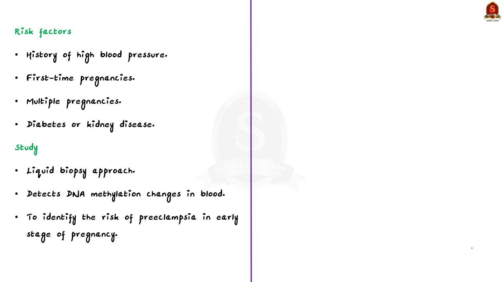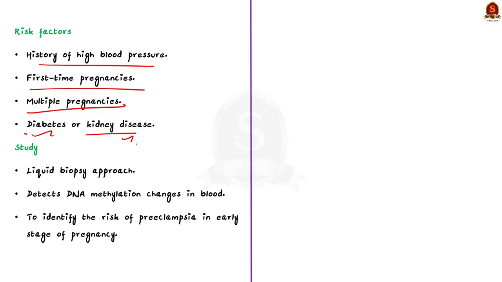Pre-eclampsia, as we all know, is a pregnancy-specific disorder. But some people have higher risk. The risk factors of preeclampsia include history of high blood pressure, first pregnancies, multiple pregnancies, and certain medical conditions like diabetes or kidney disease. Now, these are some important points about preeclampsia.